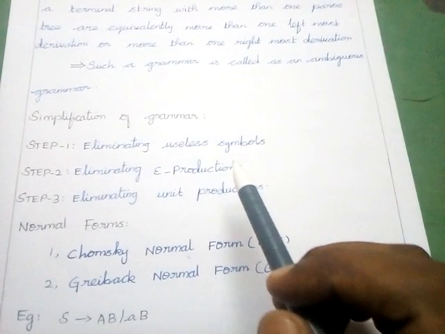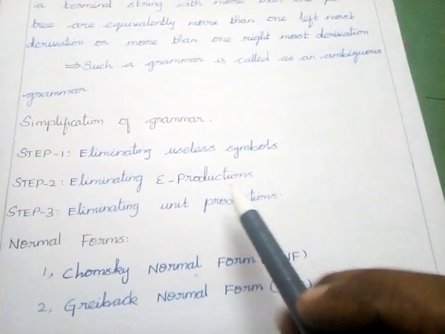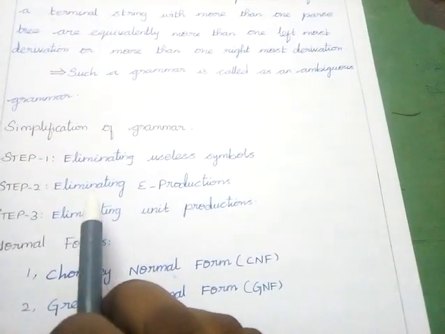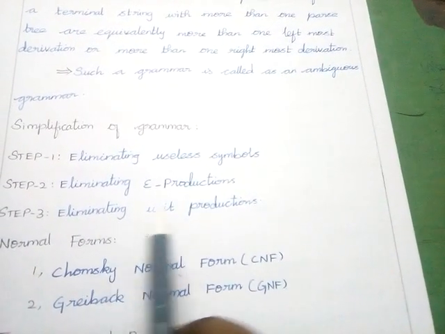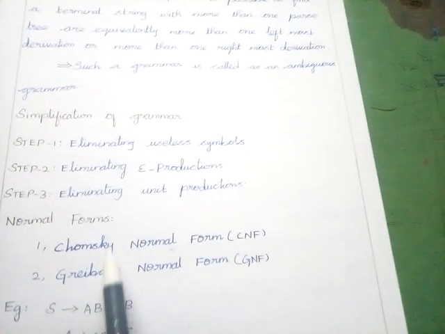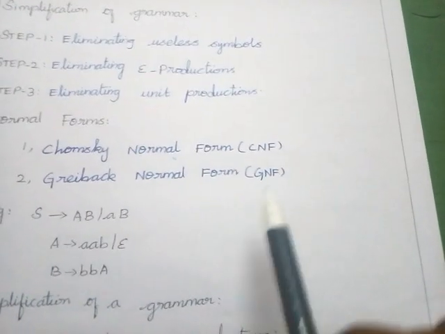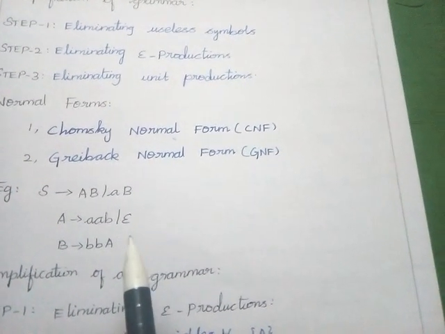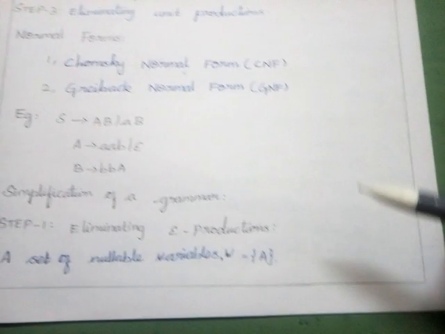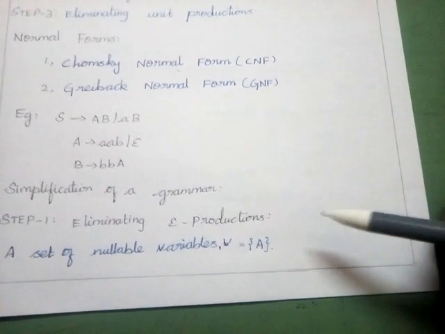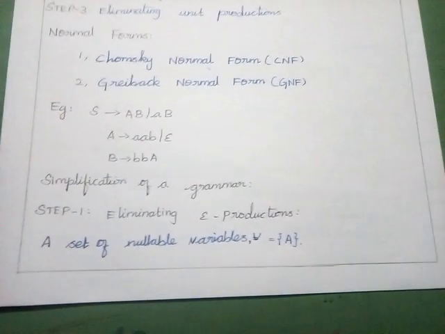While simplifying the grammar, we have three steps: eliminating useless symbols, eliminating epsilon productions and eliminating unit productions. There will be two types of normal forms: Chomsky normal form and Greibach normal form. Consider this example. In this example, I am going to simplify this grammar and then convert it into Chomsky normal form.